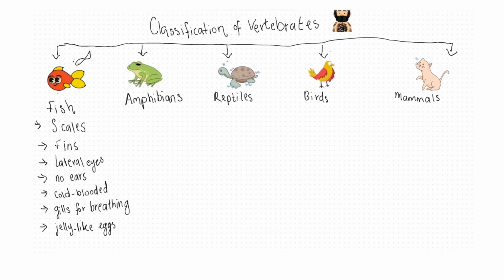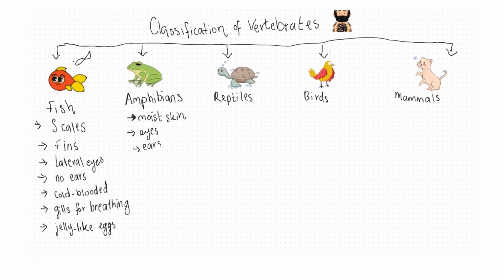Okay. Let's move on to amphibians. Now, for amphibians, the example I want you to remember is a frog. A frog is an amphibian. It doesn't have scales, but it has moist skin. Okay? Fish, they have scales, but amphibians have moist skin.